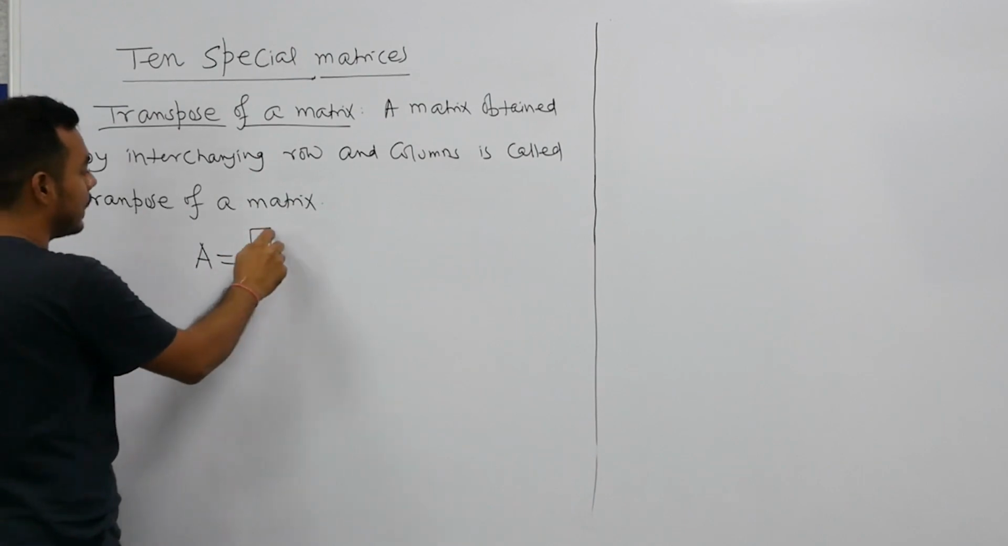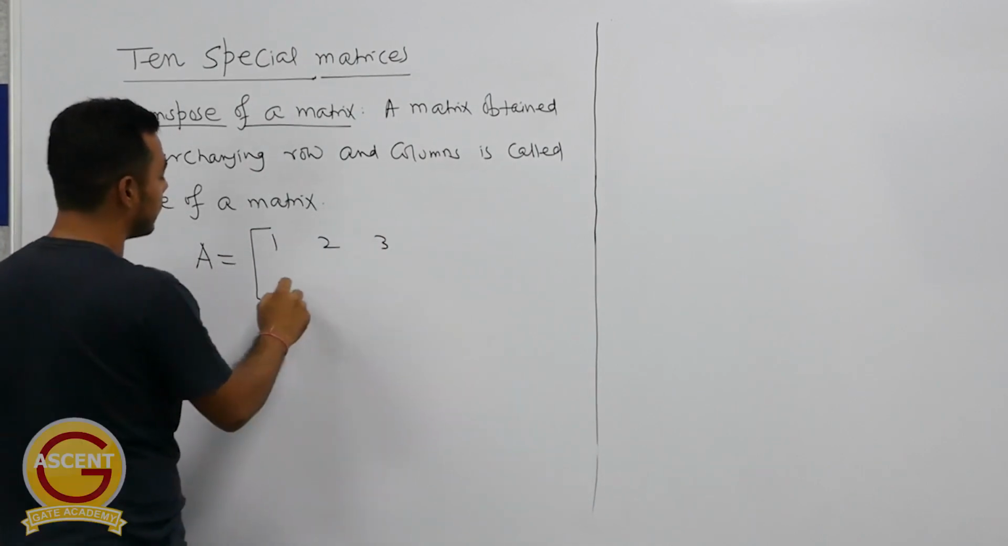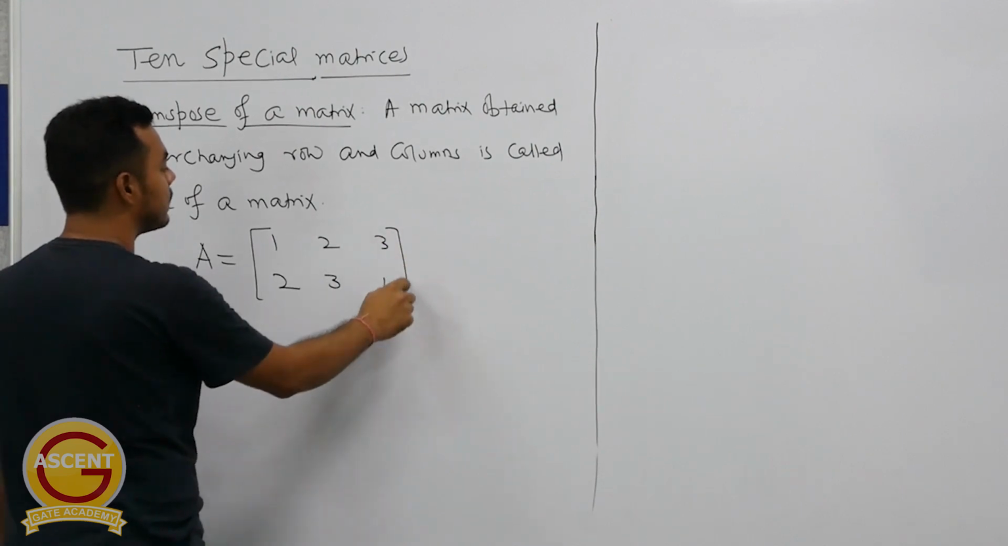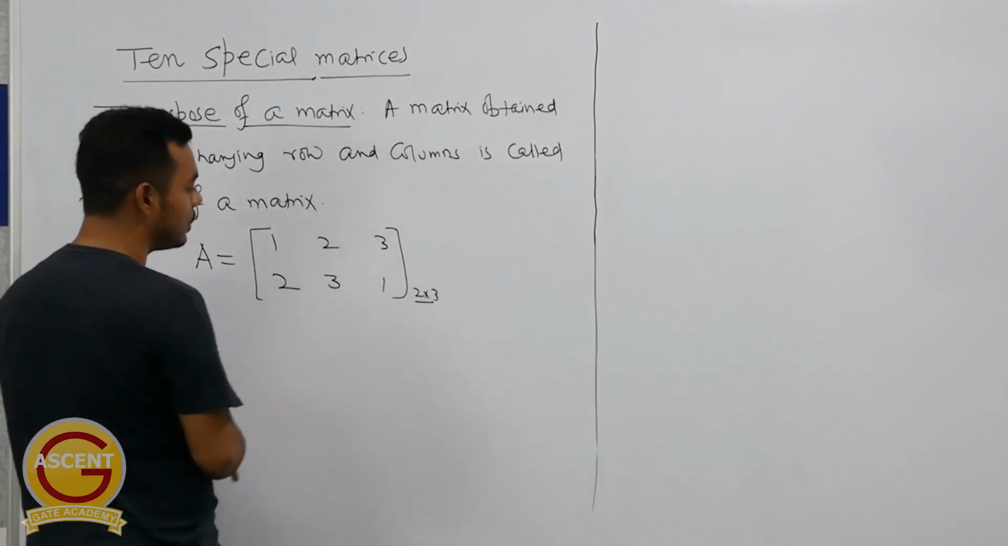Suppose I have a matrix A, the first row is 1, 2, 3 and the second row is 2, 3, 1. This is a matrix of order 2 into 3. It has 2 rows and 3 columns.